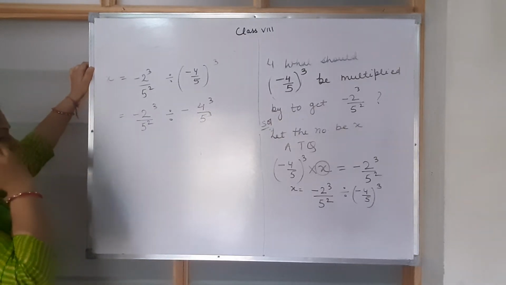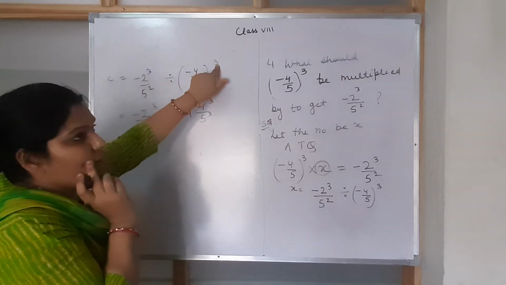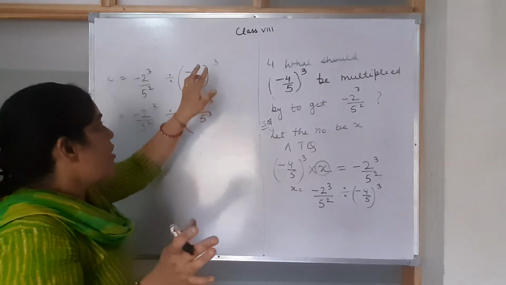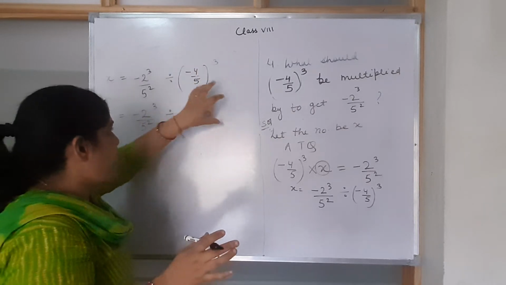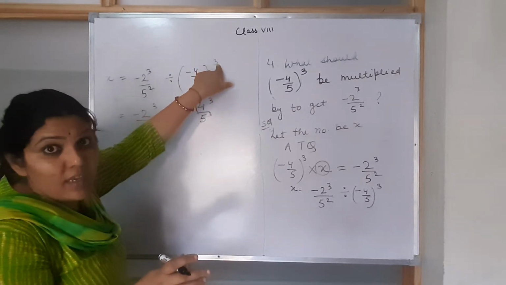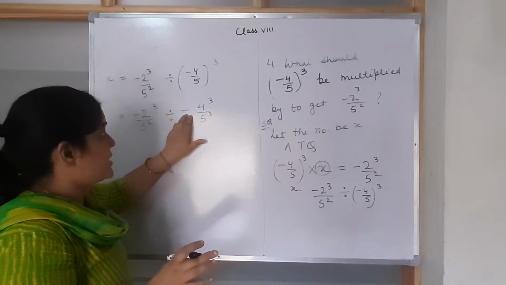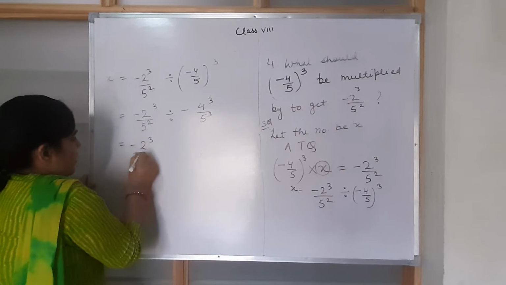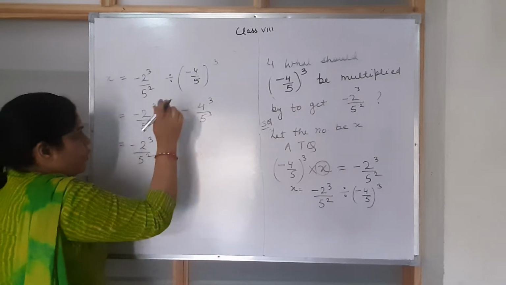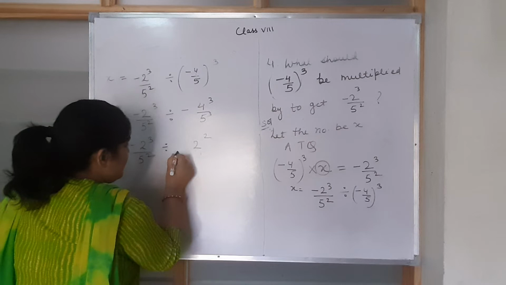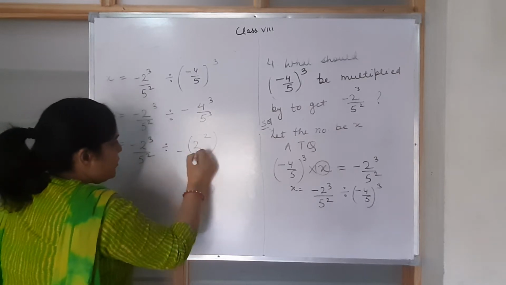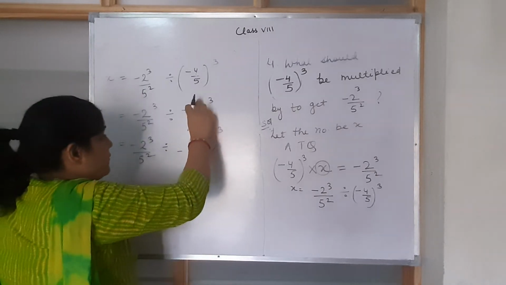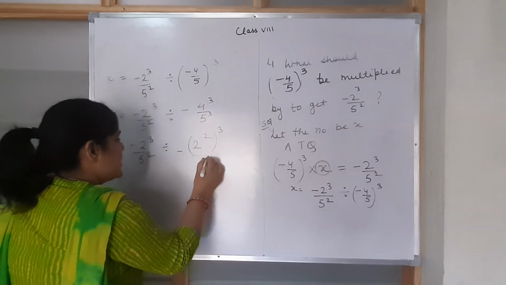Why? Because minus with a power: we will always get a minus sign when we multiply minus 4 into minus 4 into minus 4. We will always get a negative number. Why? Because the power is odd. That's why I am putting the minus sign here, and this is 4^3 over 5^3. Alright, now 4 can be written as 2^2. I am putting the minus sign, okay? And whole raised to the power 3. 4 can be written as 2^2, and over it we have power 3, and this is 5^3.